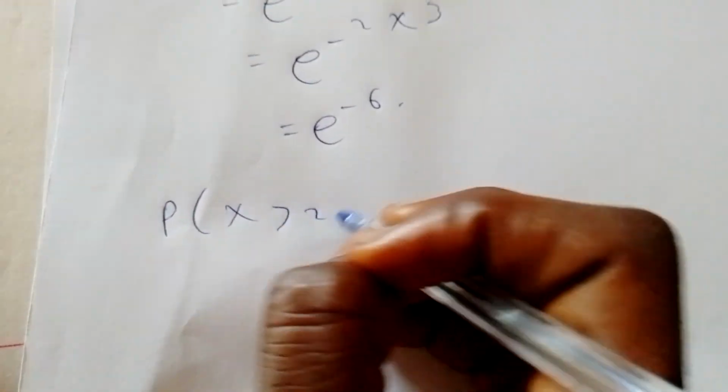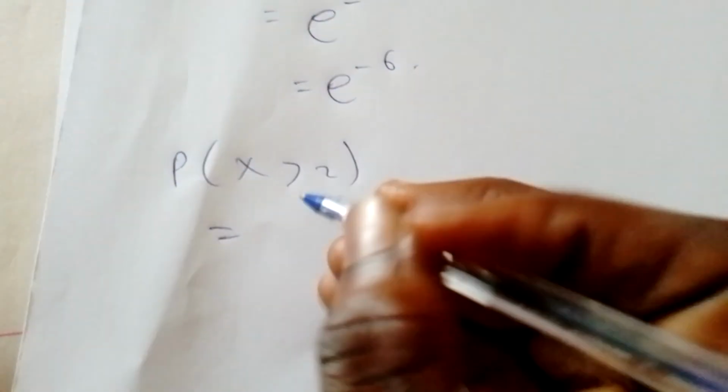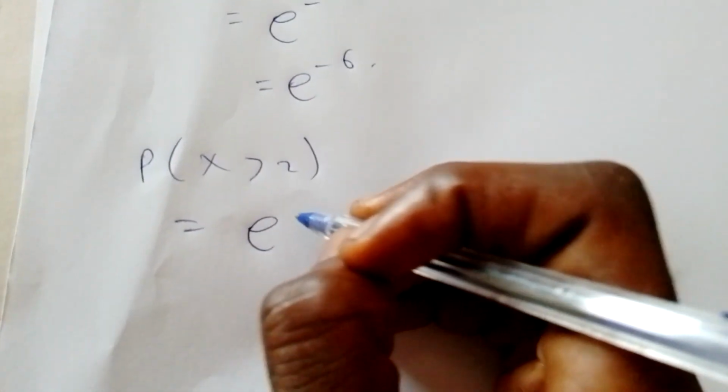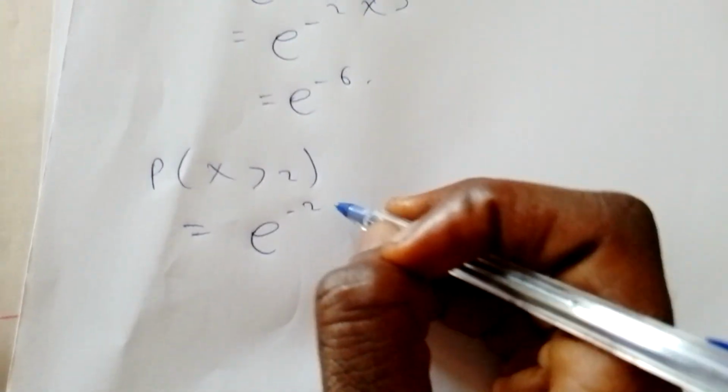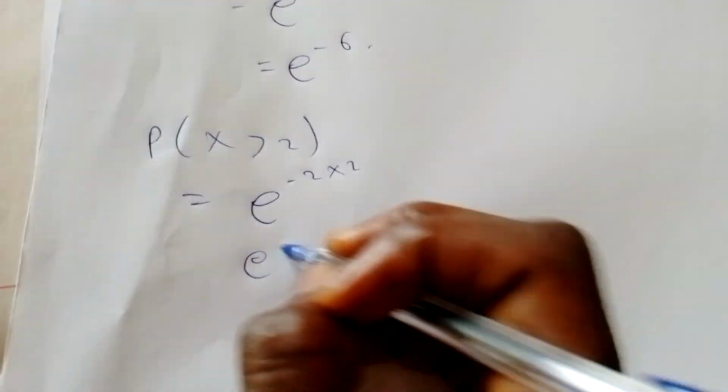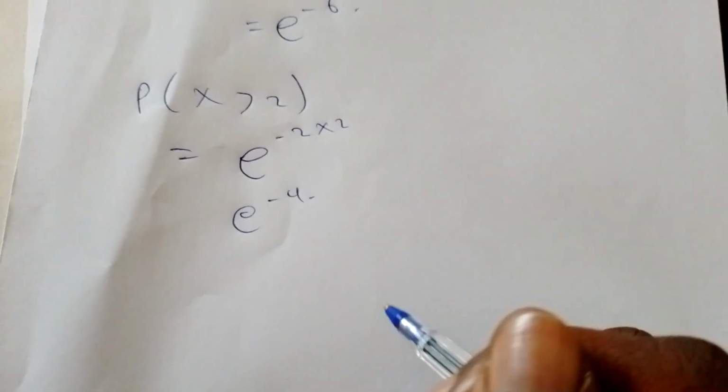Then the next one asks for the probability that x is greater than 2. This will be the same thing: e power negative 2 times 2, which is e power negative 4. So basically this covers the first and the second one.